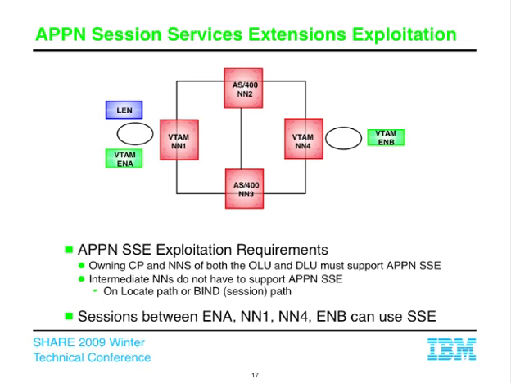The question then becomes, where can you put these base APPN products that don't support the APPN session service extensions? Where can you locate them physically in the network and still allow your session services extensions functions to work, like CLOSED as pass, for example? So the APPN session services extensions exploitation requirements are this.